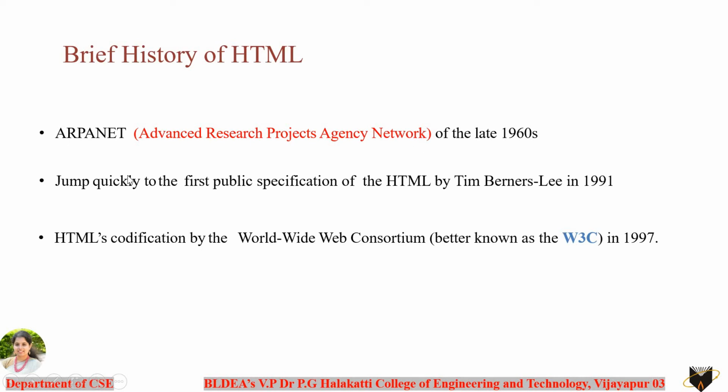Immediately after that, it jumped quickly to the first publication of a specification of HTML by Tim Berners-Lee in 1991. The first HTML page was published in the year 1991 by Tim Berners-Lee. Later, an organization came into existence known as the World Wide Web Consortium in the year 1997 to standardize the HTML pages that were being published on the internet.